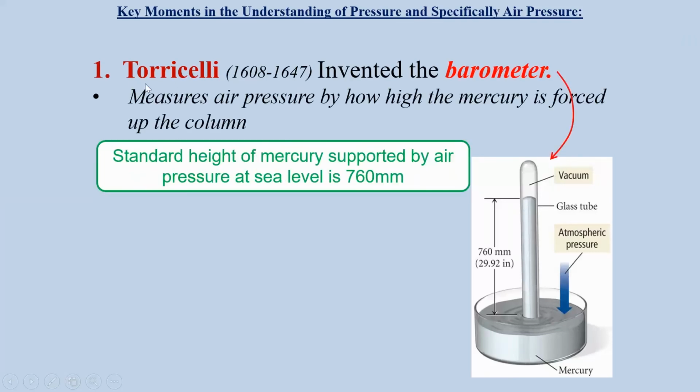Torricelli, this is a name that we're telling you because he has his own unit, invented the barometer. So, you may have heard the word barometer. It's the device that's used to measure pressure, and it measures air pressure by how high the mercury is forced up in the column. And here's just a number you'll have to remember. It'll be given to you in lots of places too, like in your notes, but the standard height of mercury supported by air pressure at sea level is 760 millimeters.